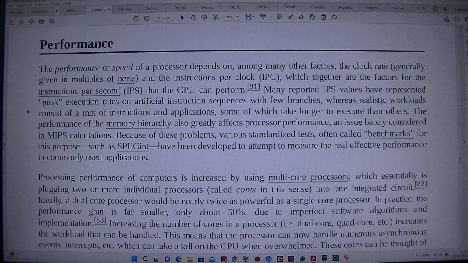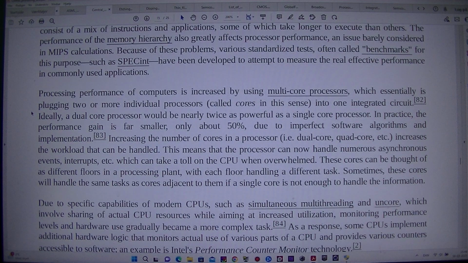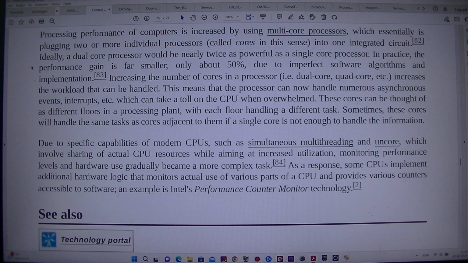The performance of the memory hierarchy also greatly affects processor performance, an issue barely considered in MIPS calculations. Because of these problems, various standardized tests, often called benchmarks for this purpose, such as SPECint, have been developed to attempt to measure the real effective performance in commonly used applications. Processing performance of computers is increased by using multi-core processors, which essentially are plugging two or more individual processors, called cores in this sense, into one integrated circuit.